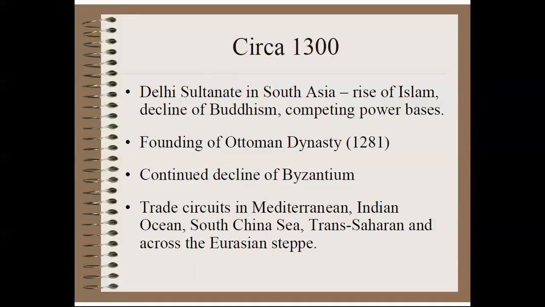The founding of the Ottoman Empire in 1281, and the Ottoman Empire is eventually going to destroy the Byzantine Empire in 1453, after its continued decline. And you'll see trade circuit routes through the Mediterranean, the Indian Ocean, the South China Sea, and the Trans-Saharan Desert. Silk Roads don't get a lot of love anymore. Remember, with the expansion and then the death of the Mongol Empire, a lot of the trade routes are becoming sea-based trade routes now.